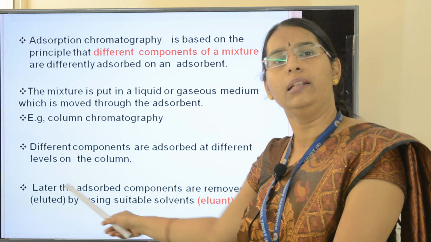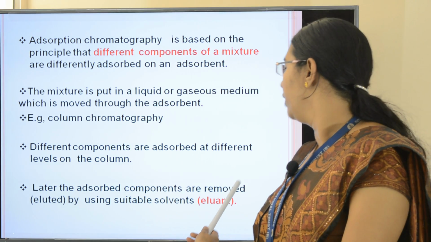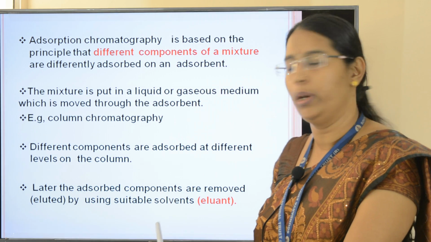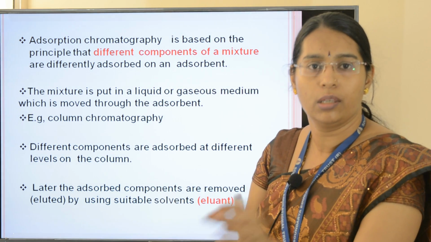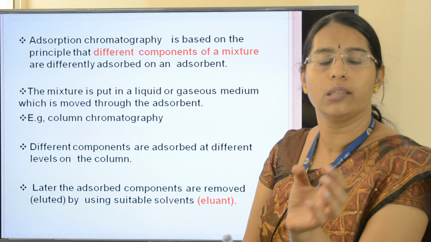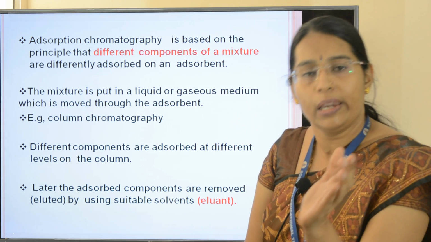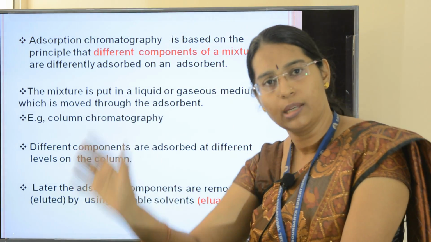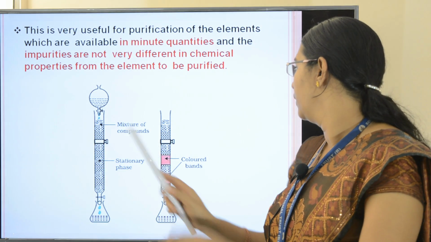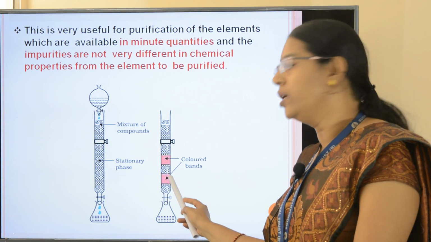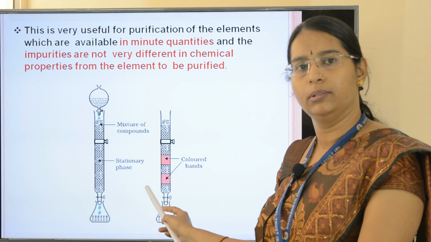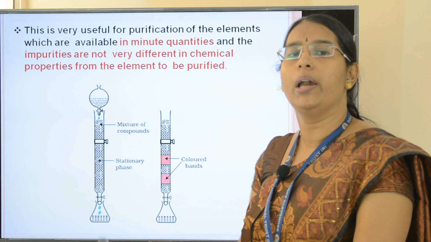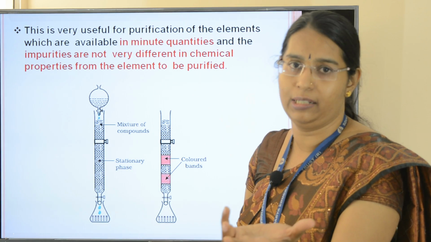Later these adsorbed components can be removed, or eluted, by using a suitable solvent which is called the eluent. The solvent used later is called the eluent because it is used to elute the particular components which are separated at different distances over the stationary phase. Sometimes we can even see colored bands if the components are colored. If the components are not colored, they can still be identified by using various other detectors.